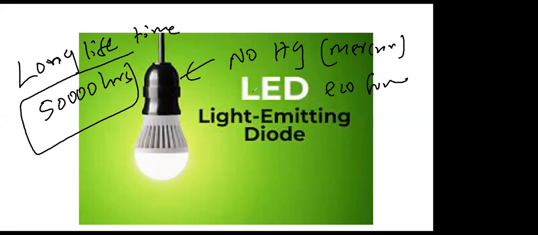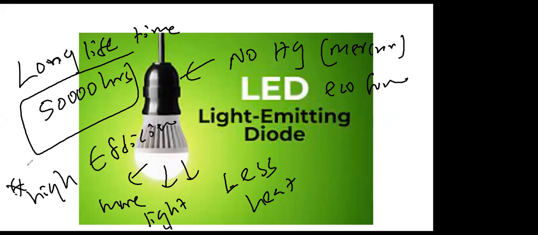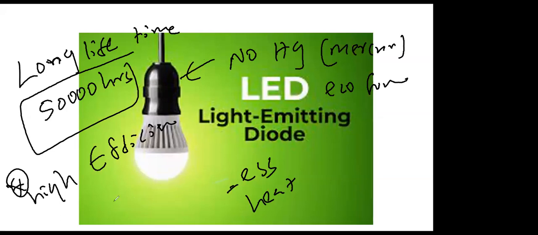Plus the other one, more light, less heat. More light than any other lamp. Less heat, more light. That means high efficiency. In the exam, if they ask what are the advantages of LEDs over other lamps, what to write? Long lifetime, high efficiency, environmentally friendly. Other lamps are not available in different colors. LED is available in different colors.